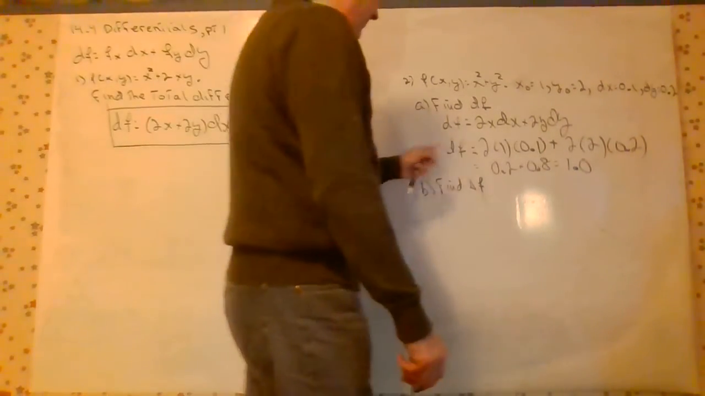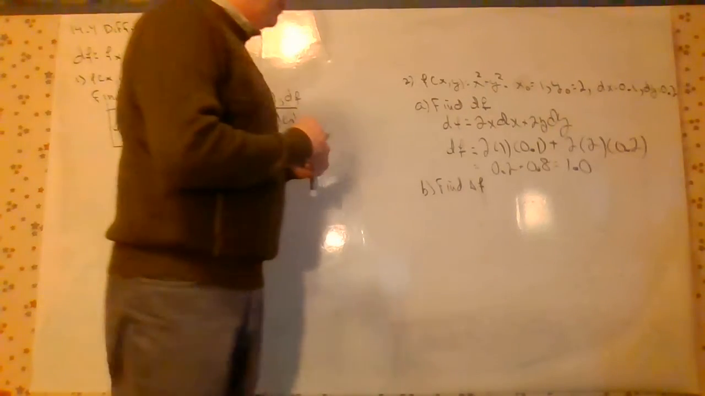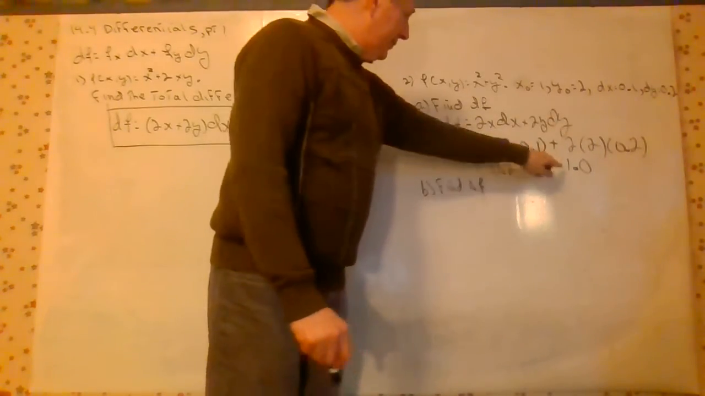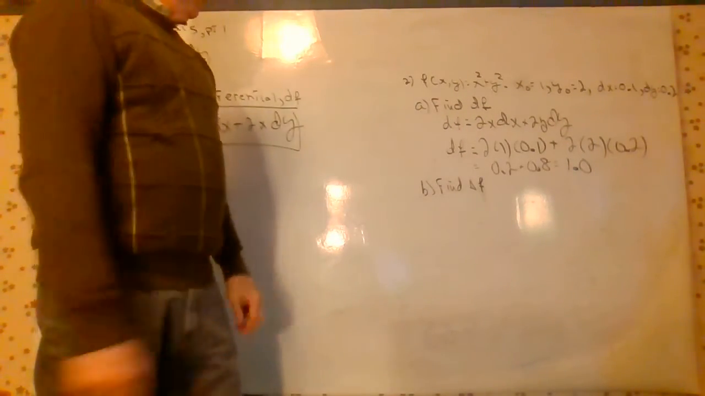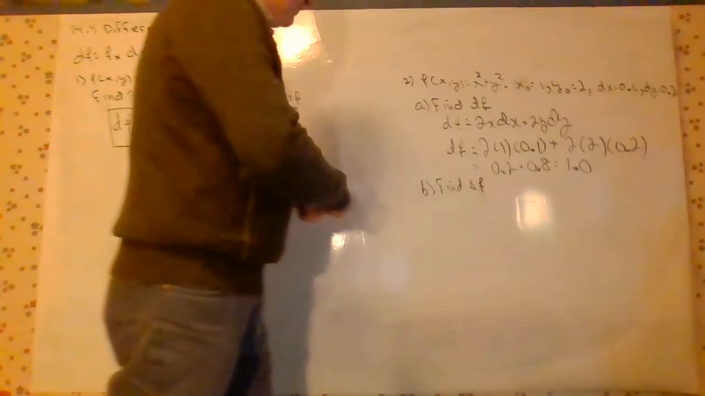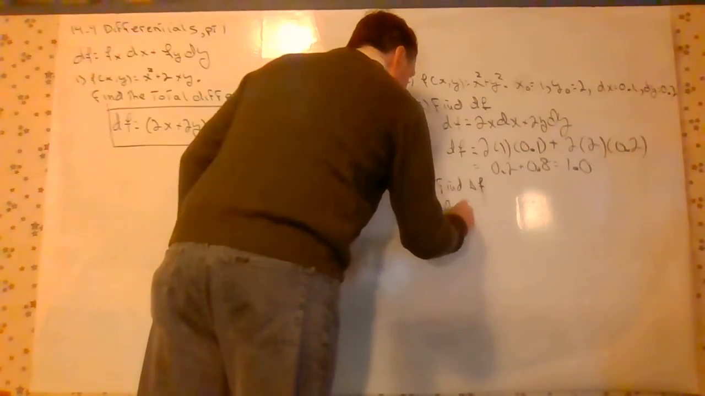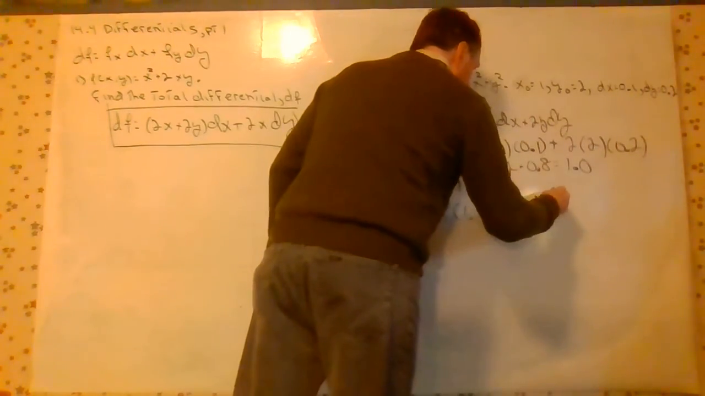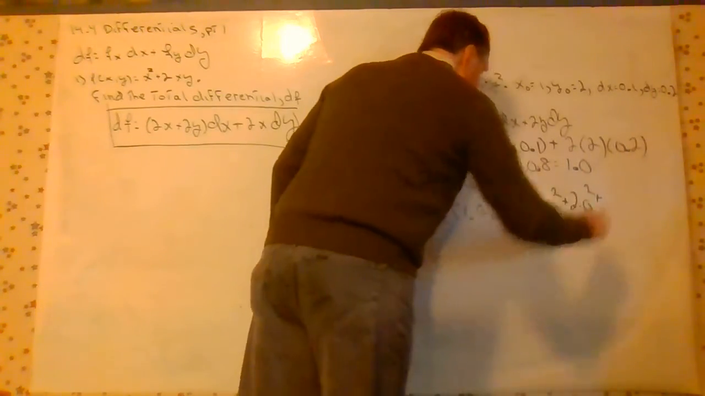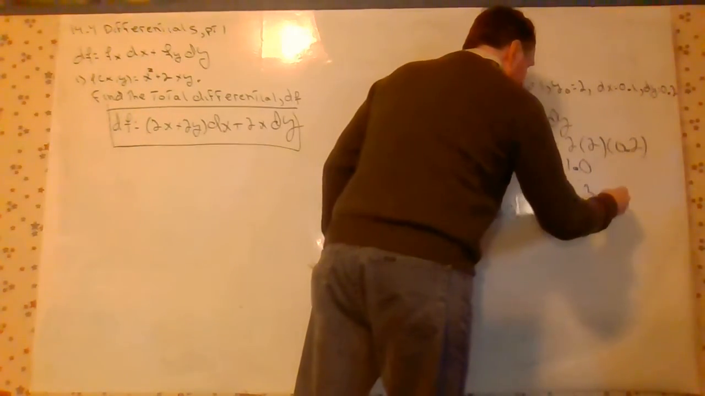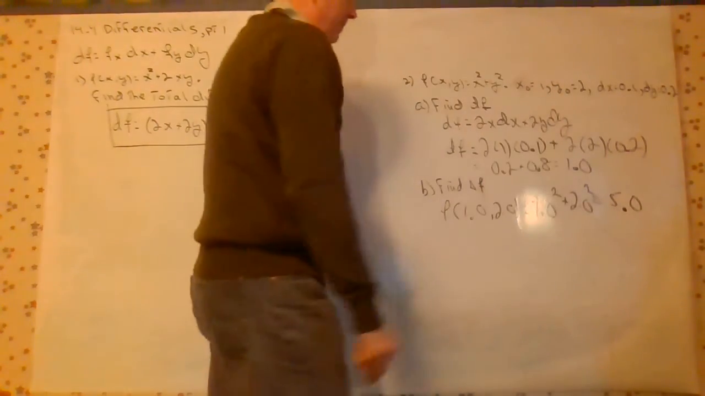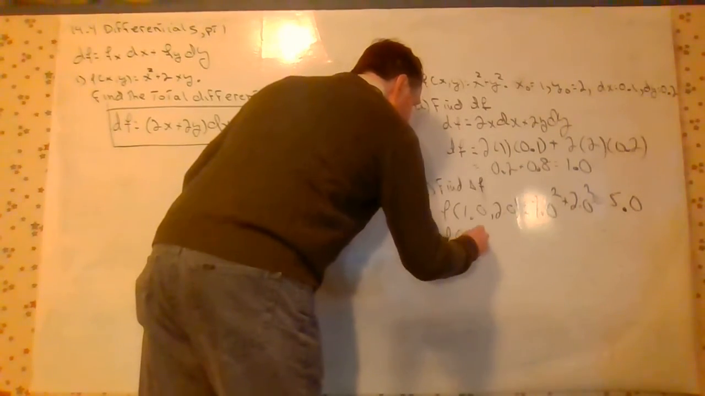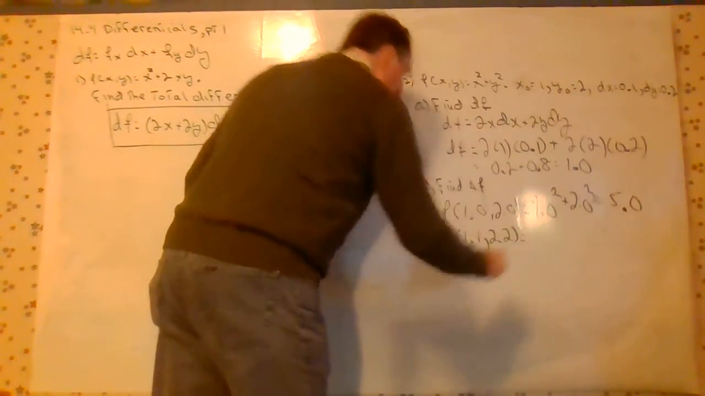Now find delta f. This is actually an approximate change. If you start out at this point, change x and y by each of these, f approximately will change by 1.0. Now let's find delta f, the actual change. Well, here's what we're going to do. f(1.0, 2.0) is 1.0 squared plus 2.0 squared. That's 5.0. Now, if we make these appropriate changes, we want to calculate f(1.1, 2.2).